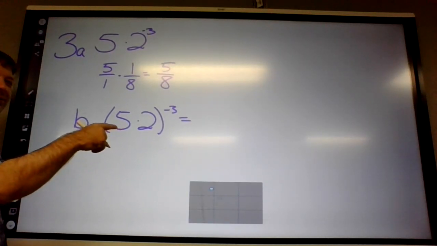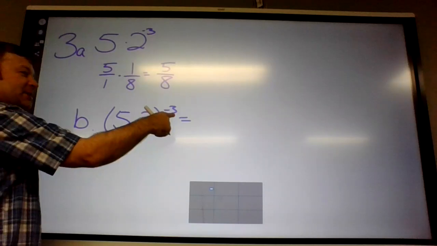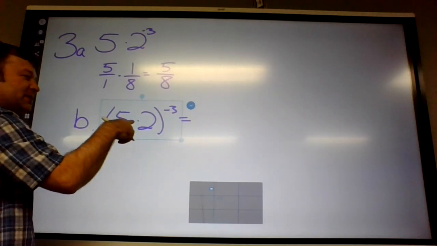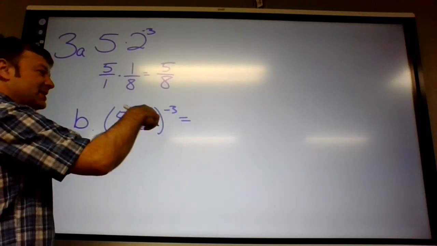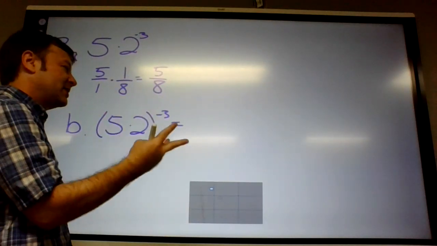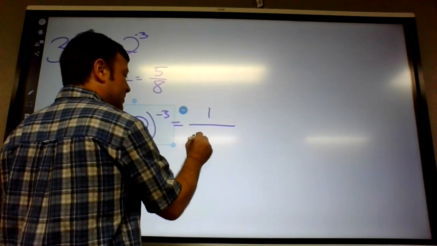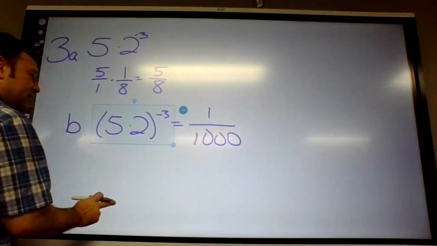Okay, so what do we do first? Exponent or multiply? Multiply because it's in parentheses. 5 times 2 is 10. 10 to the negative 3rd. What's 10 to the 3rd? 10 times 10 times 10 is 1,000. So the negative exponent is going to make it 1 over 1,000.